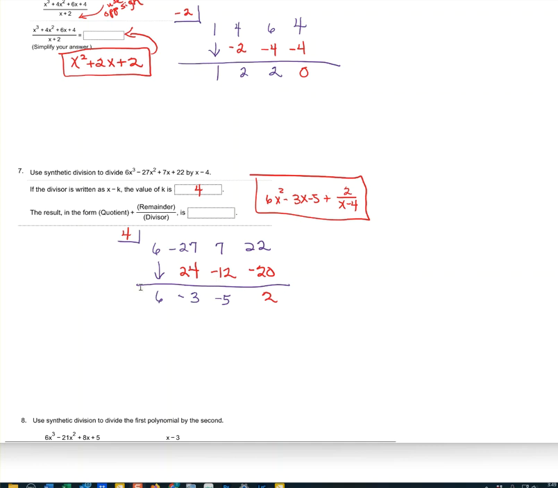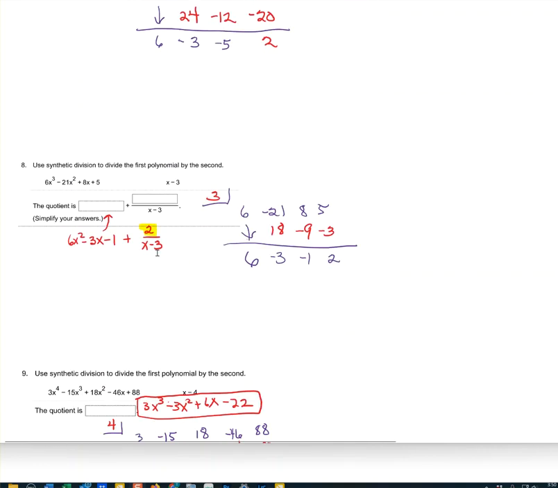So this is your quotient, so that's 6x squared minus 3x minus 5, and it wants the remainder over the divisor. So the remainder is 2 over x minus 4. And all of this goes in the box for number 7. Number 8, we're dividing this by x minus 3, so our k value is 3.